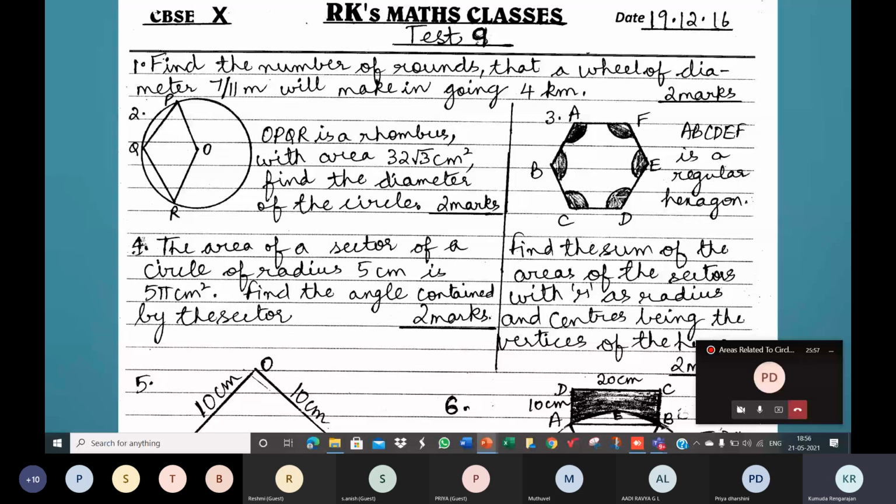Let's start working from the first one. Let's read the first question. Find the number of rounds. Please write down the question, children. Find the number of rounds that a wheel of diameter 7 by 11 meters will make in going 4 kilometers. Write down the first question. Let's discuss that.